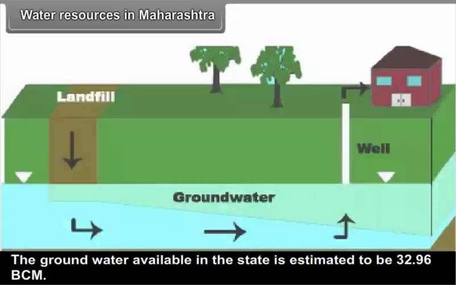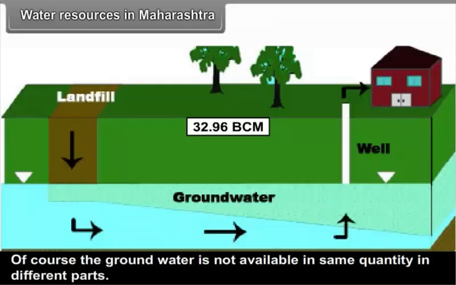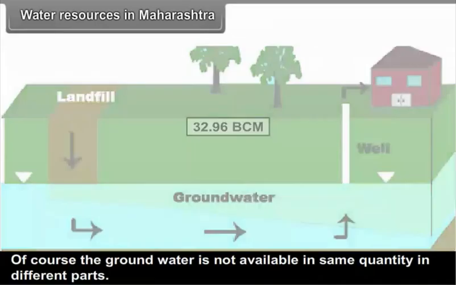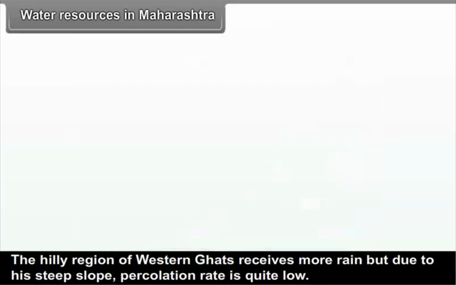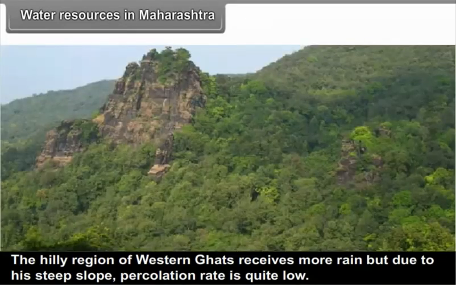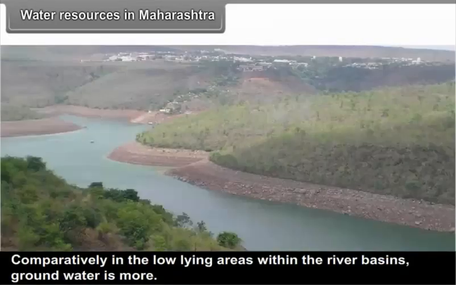The groundwater available in the state is estimated to be 32.96 BCM. Of course, the groundwater is not available in the same quantity in different parts. The hilly region of Western Ghats receives more rain, but due to the steep slope, the percolation rate is quite low. In central Maharashtra, as the rainfall is less, the groundwater potential is also low. Comparatively, in the low-lying areas within the river basins, groundwater is more.